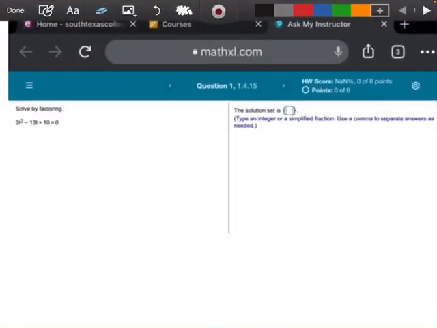All right, so guys, this is a question from the homework, and it says solve by factoring. So we got 3t squared minus 13t plus 10 equals 0.